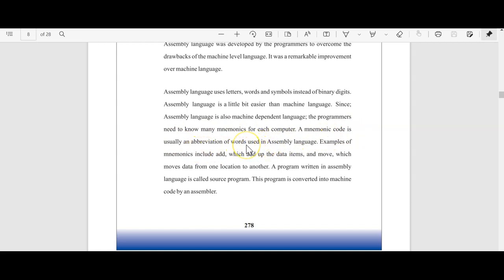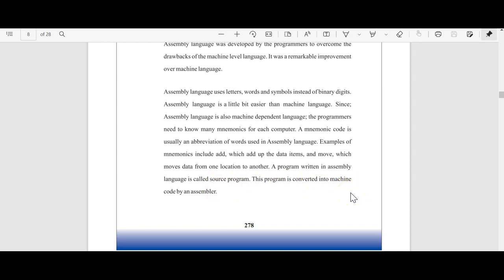Just like in our real life, the same goes for assembly language. We can write add, move. These are short words, mnemonic codes, which are used to add numbers, and to move data from one location to another. A program written in assembly language is called a source program, and this program is converted into machine code by an assembler.